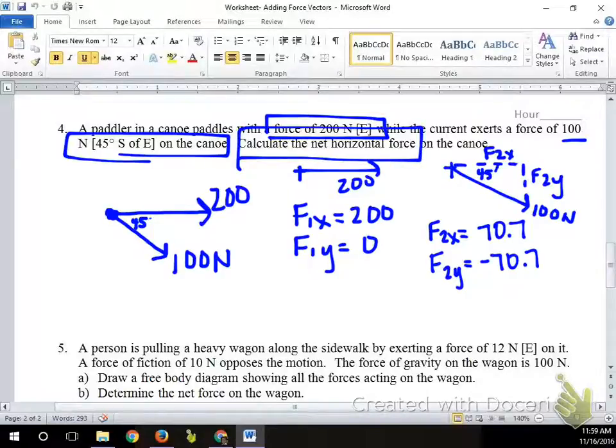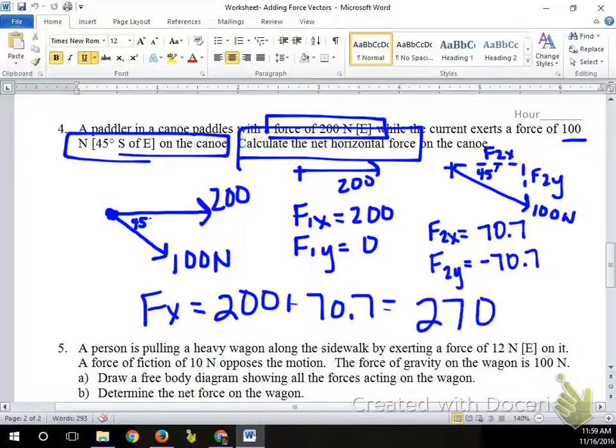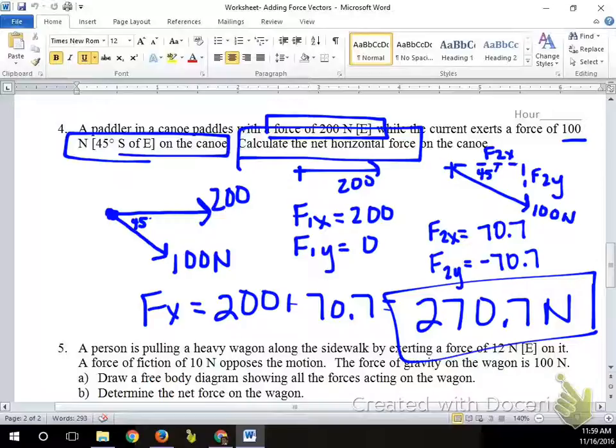Okay, here it asked for just the net horizontal force. So what's that mean we need to do? Yeah, we're just working with the x. Are they both going in the positive direction? Yes. So all we're doing is saying Fx equals 200 plus 70.7. That's it. If we wanted the net overall force, then we would have to add the y components, and then we would have to build a new triangle based off of those. But here they just asked for the net horizontal force. That's it.